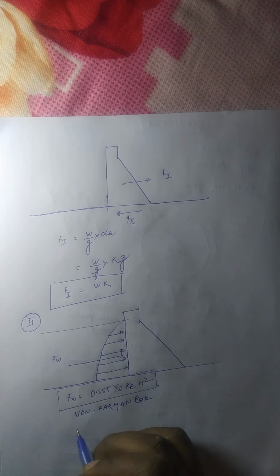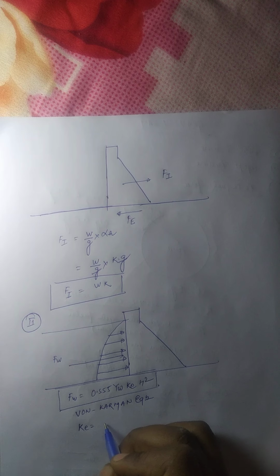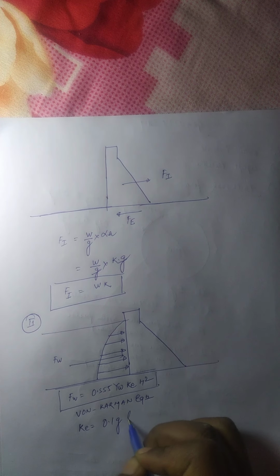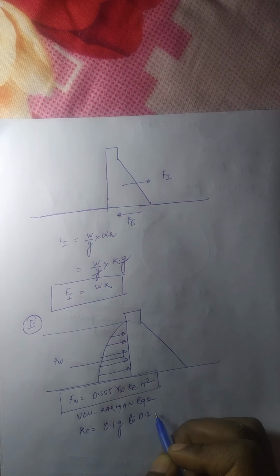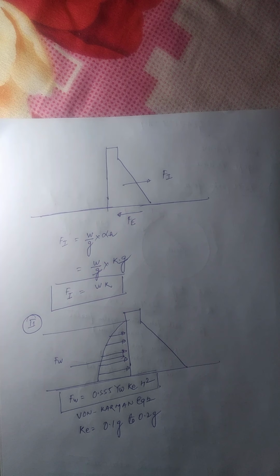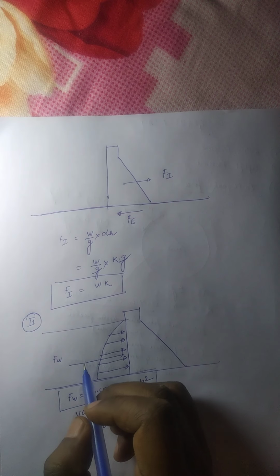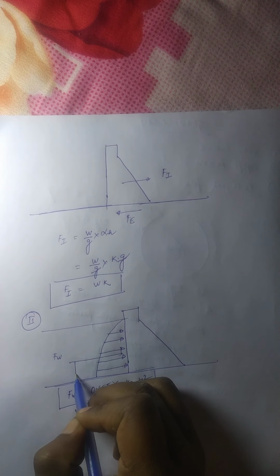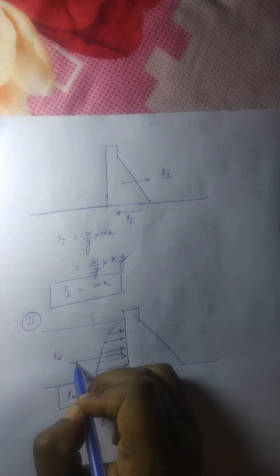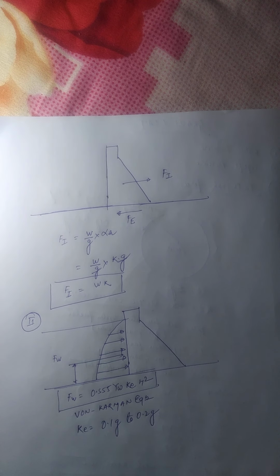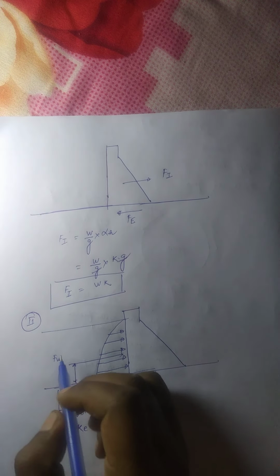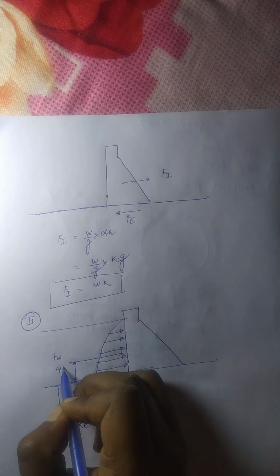And the value of Ke lies in between 0.1 G to 0.2 G, which we have already discussed. And the height of the force is 4h upon 3 pi.